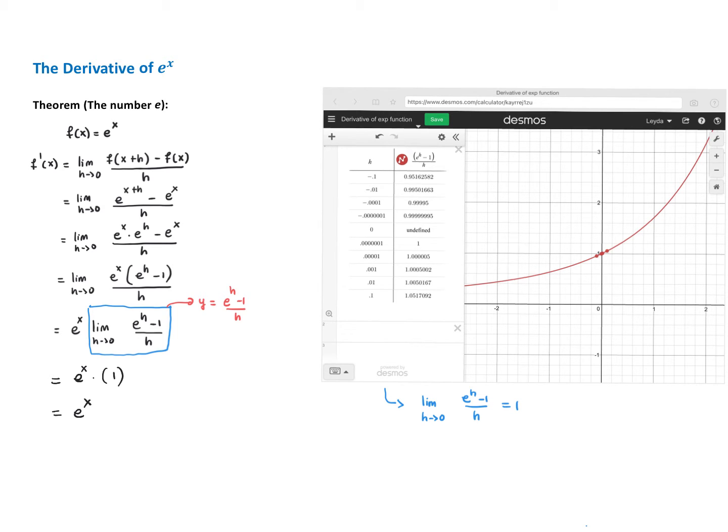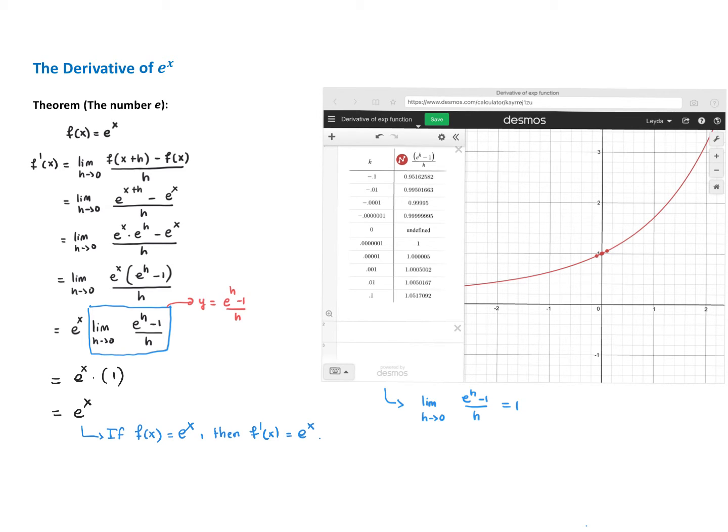And how beautiful is that? Because what we just discovered here is that if f of x is equal to e to the x, then its derivative is the function itself. That's great. That makes working with this function super easy.